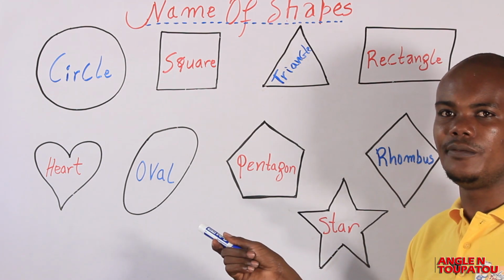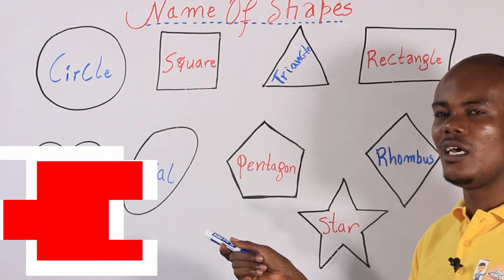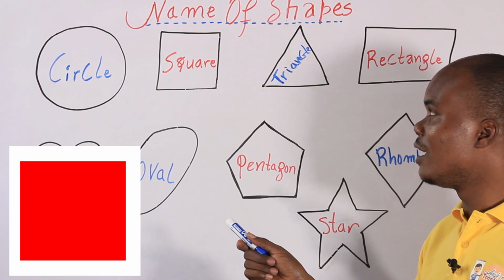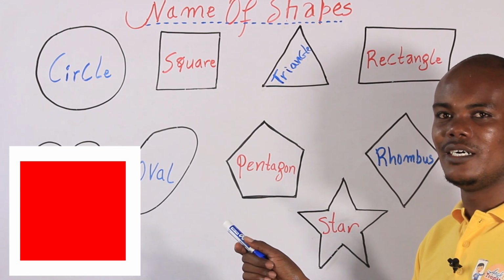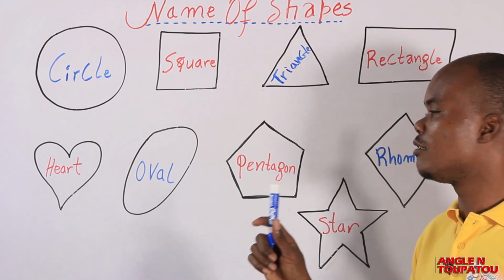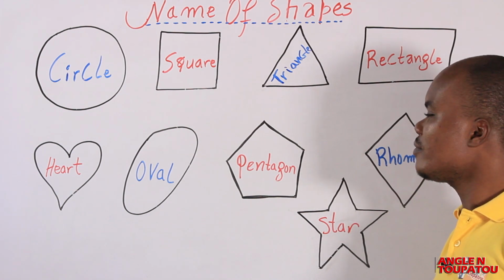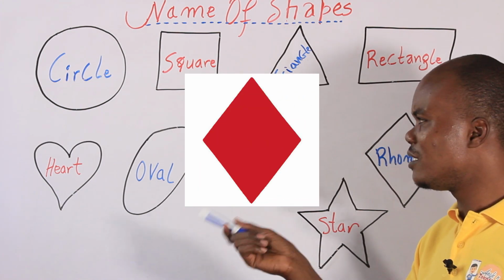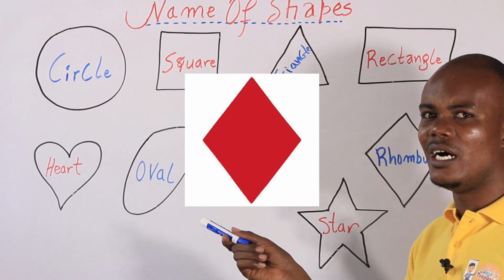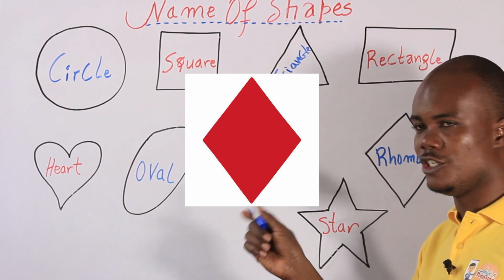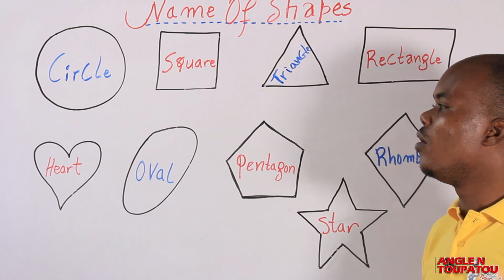What about this picture? It's a square. Yes, they are square. Okay. What picture is this again? The picture of rhombus. Good, it's a losange. Okay.